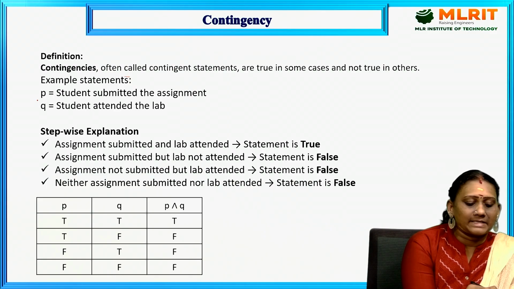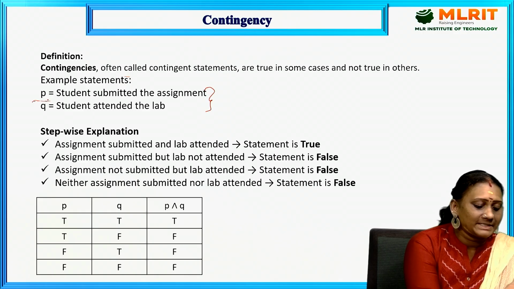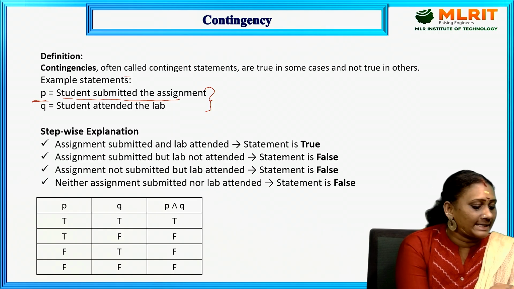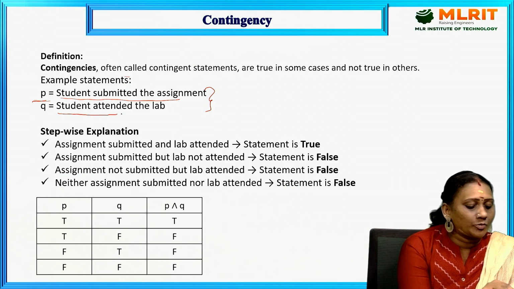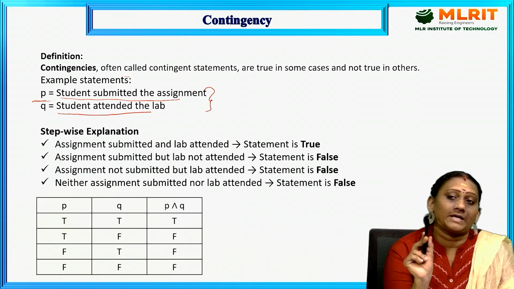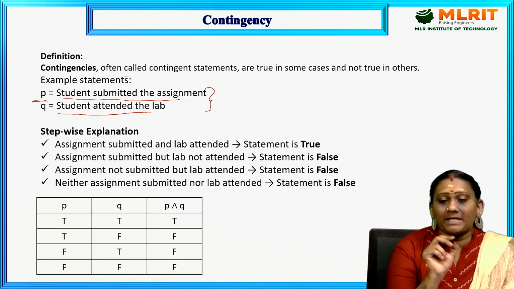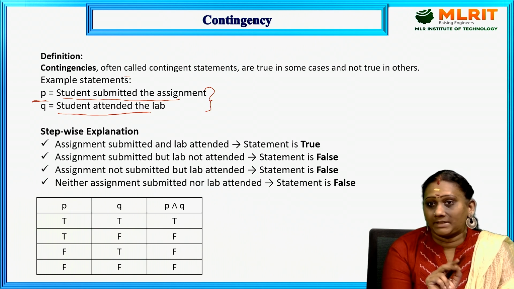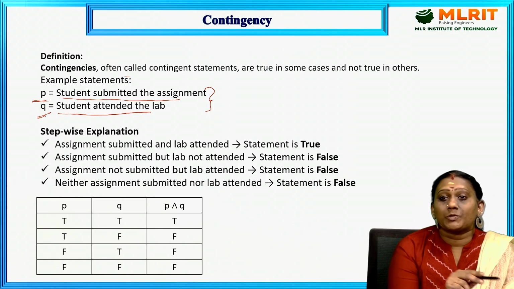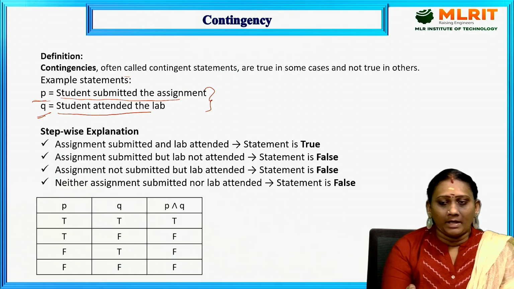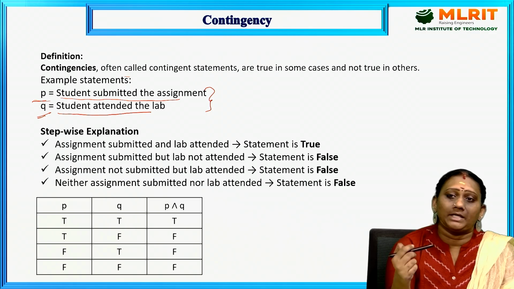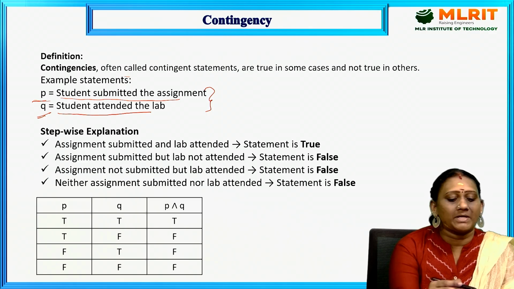Here I am taking some example statements first. My P statement is: the student submitted the assignment. This is my first statement. The second statement is Q: the student attended the lab. So I am taking 2 scenarios here. Let me analyze how they are going to be true or false, and how we are going to connect those statements using conjunction.